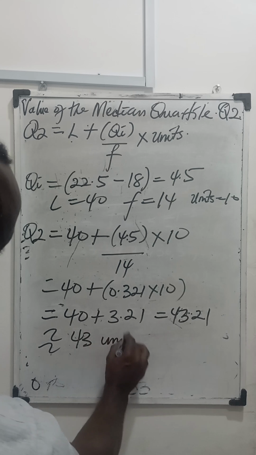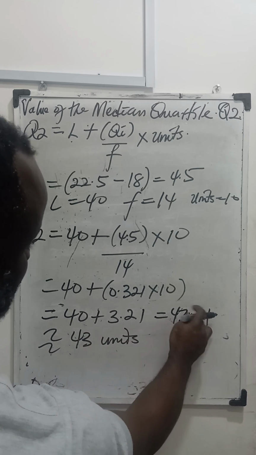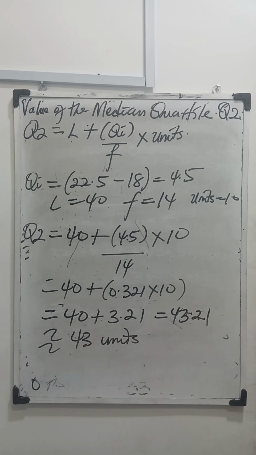43 units. Did you get it? Because this is 2 and it's not up to 5, so it cannot round up. So what you have there is 43 units.